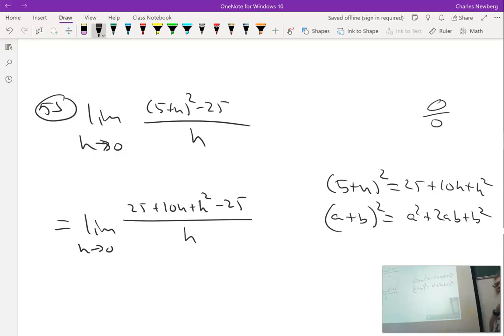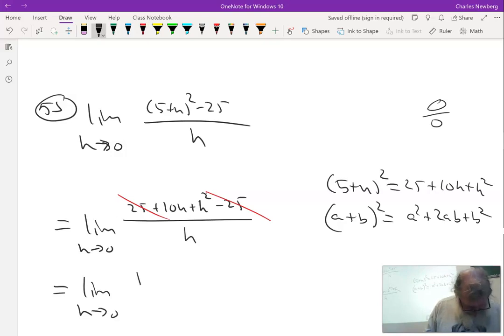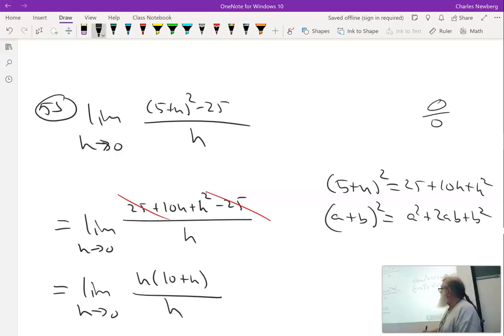All right. What do we see in the numerator we can deal with? The 25's cancel. And then stare at the rest of that for a second. Do you see anything that will factor out in here? Oh, an h. So we'll factor out that h, and we get 10 plus h over h. I factored out the h from 10h. It leaves behind a 10. H squared leaves behind an h. Now, you see that'll cancel?